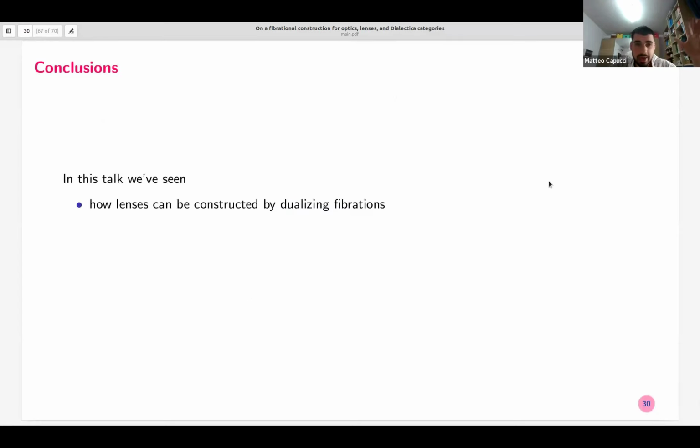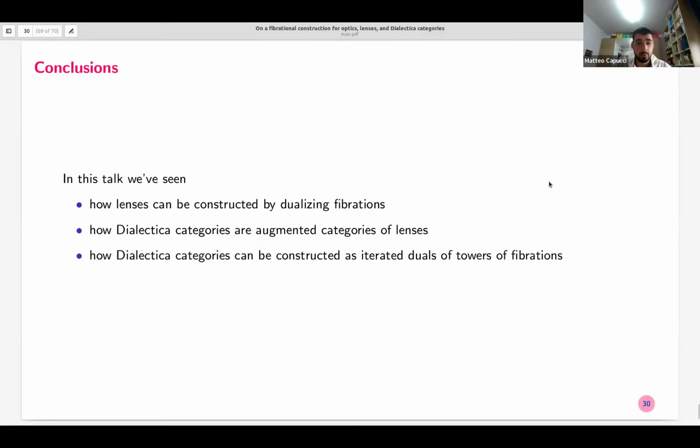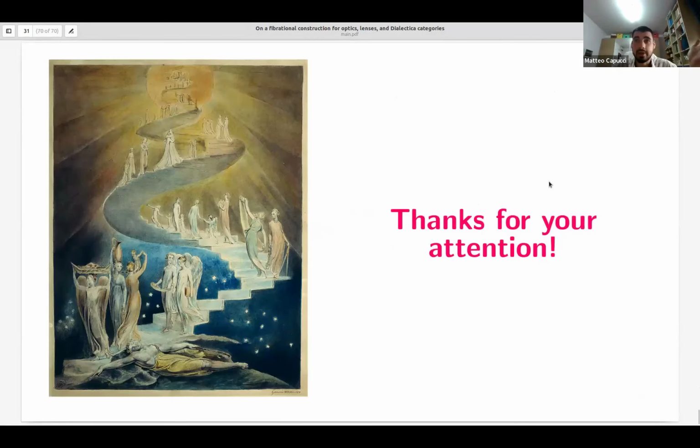Just to recap what we did. We've seen that lenses can be built by simply dualizing a fibration. We've seen that dialectica categories are a lot like lenses, and we've shown that dialectica categories can be constructed as iterated duals of towers of fibrations. So generalizing what we do for lenses, you can do pretty much the same thing for optics. And that's all for today.